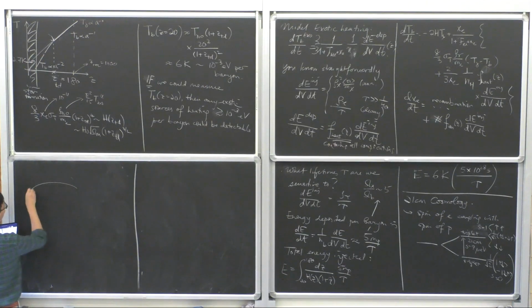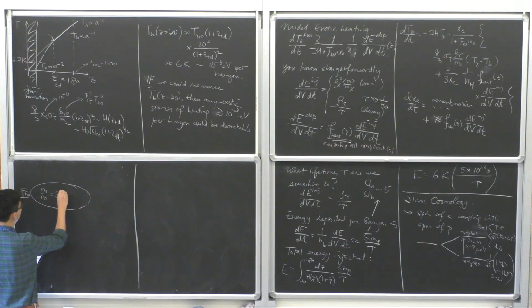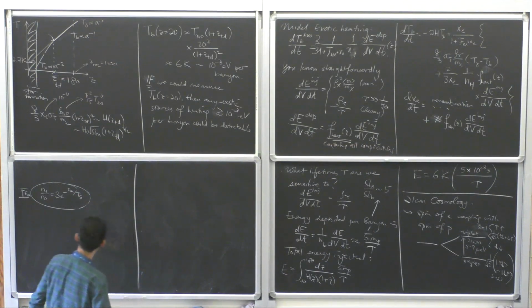So you have some system of hydrogen atoms with two levels, with some splitting, given by, let's call it E21. And the number density of atoms in the excited state divided by number density of atoms in the ground state is just going to be given by 3 times e to the minus E21 over some temperature that we call Ts, which we call the spin temperature.